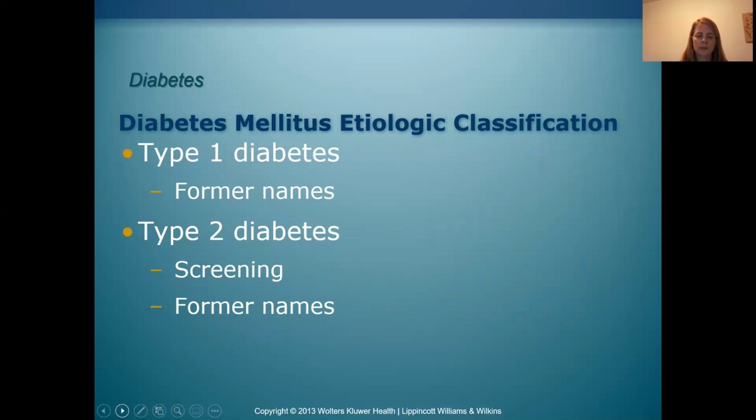Type 1 diabetes is your juvenile dependent, your juvenile onset, your ketone prone brittle diabetes. Those were some of the former names. Type 1 is absolute insulin deficiency due to the beta cell destruction in the pancreas. It's thought to be an autoimmune because the body is not producing insulin, and the body has kind of went against itself.